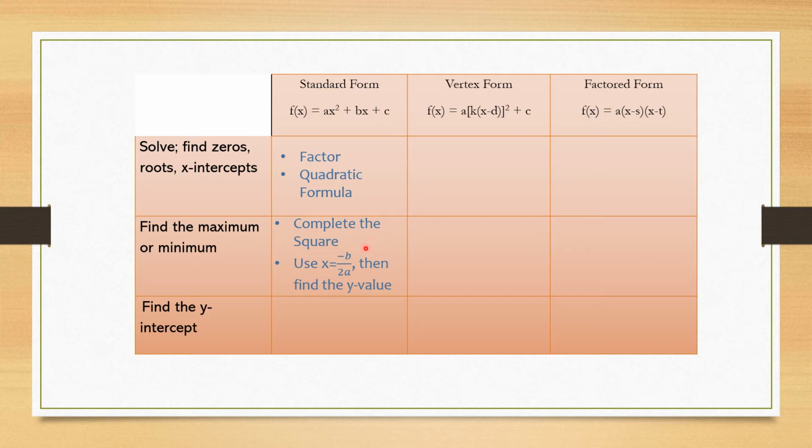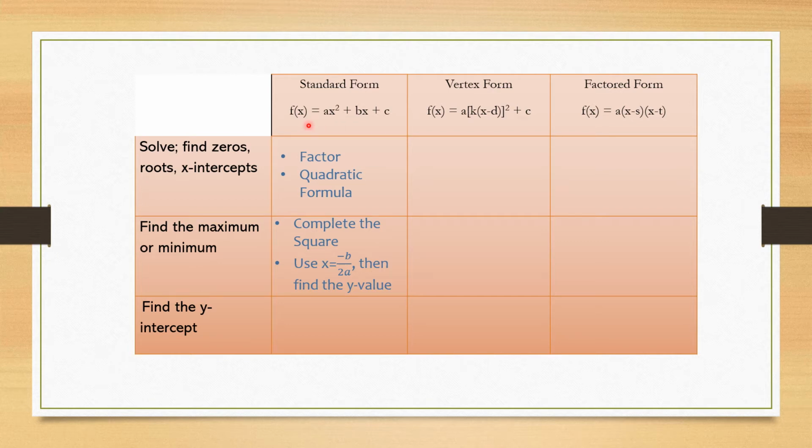That's one way to do it, complete the square. The other way is to use that little formula here. You can sub into that. That will give you the x value of the vertex, and then you would sub whatever you got in there to find the y value. So if you got x equals 7, then you'd put a 7 up here for x's, f of 7, and that would give you the rest of it.